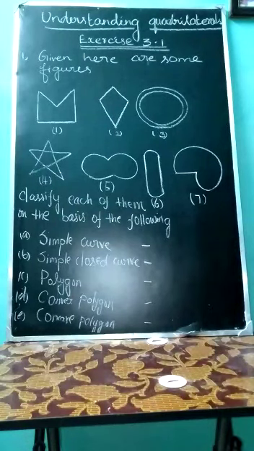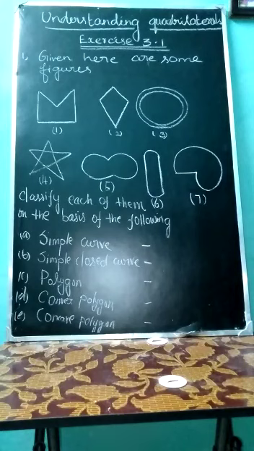Hello students, welcome to the session of Understanding Quadrilaterals exercise problems. Exercise 3.1, first sum. Given here are some figures. Classify each of them on the basis of the following: simple curve, simple closed curve, polygon, convex polygon, and finally concave polygon. I think you already know all the definitions for understanding quadrilaterals.